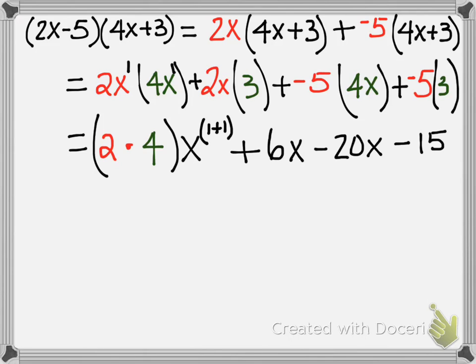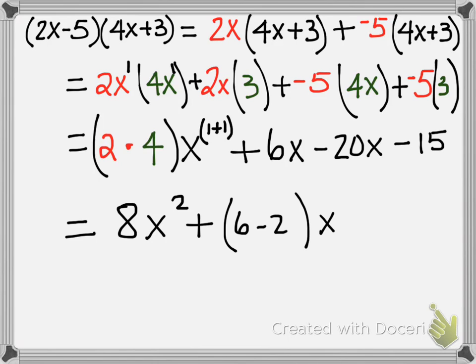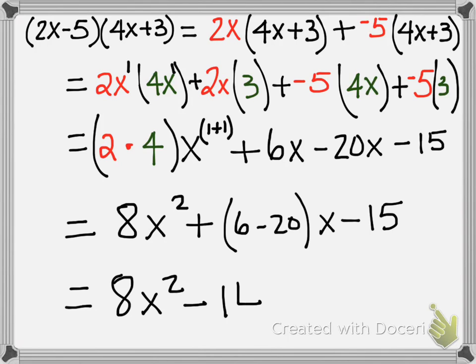Alright, now we're going to multiply 2 times 4. That gives us 8. And 1 plus 1 is 2. And if you refer to the top again, notice when there's no exponent, there's always a 1 there. So we bring the rest down. So we have 6x plus a negative 20x. That gives us, ladies and gentlemen, because 6x and negative 20x are like terms, we combine them. So we end up with a final answer of 8x squared minus 14x minus 15. That's what you ought to have.